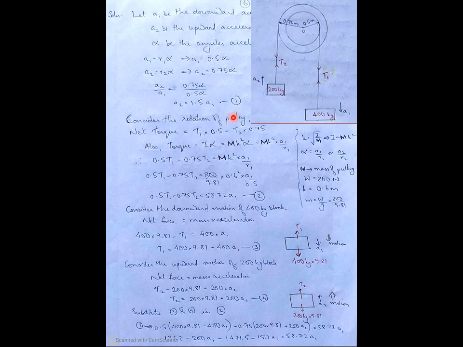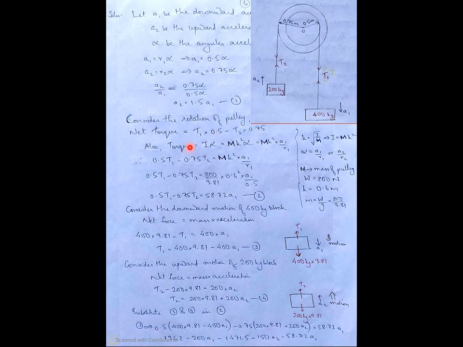Now let us do what we had done in the previous cases. First, how to find the torque. There are two methods to find the torque. The first one is force into distance. Since there are two strings, it is T1 into distance 0.5. As this is downwards, we have taken downward as positive, so it is plus T1 into 0.5. And T2 is going upwards, so it is minus T2 into distance 0.75. So the torque is T1 into 0.5 minus T2 into 0.75.